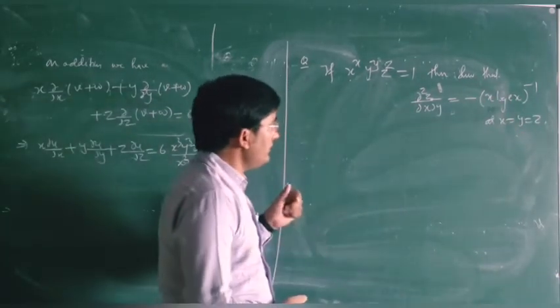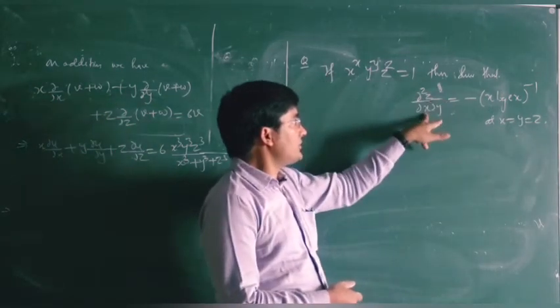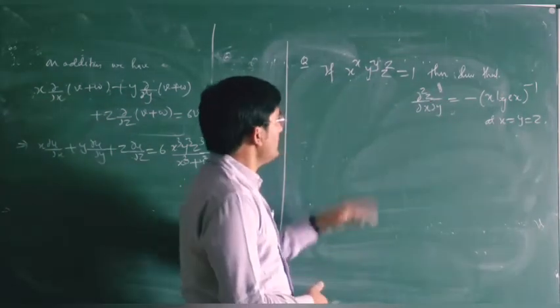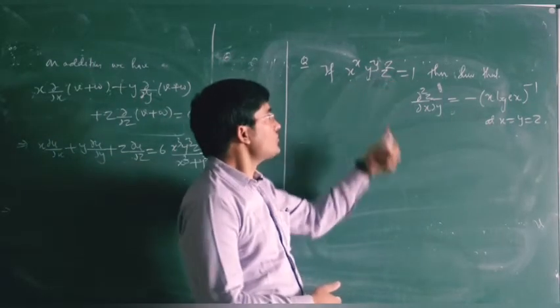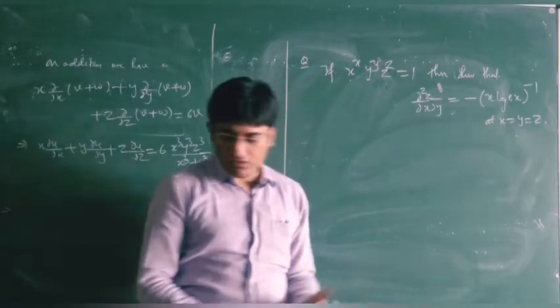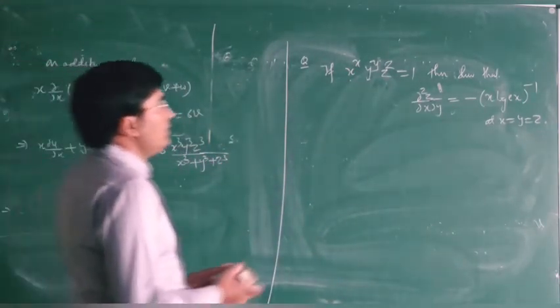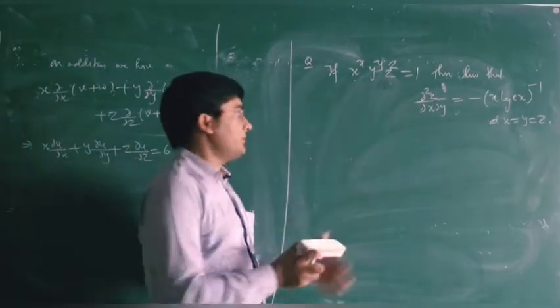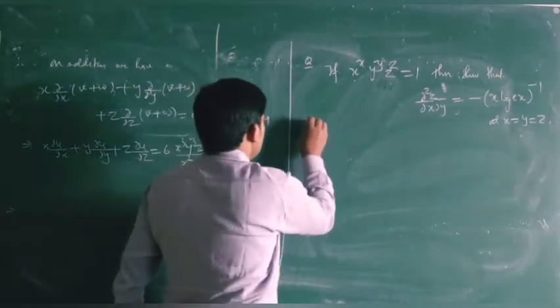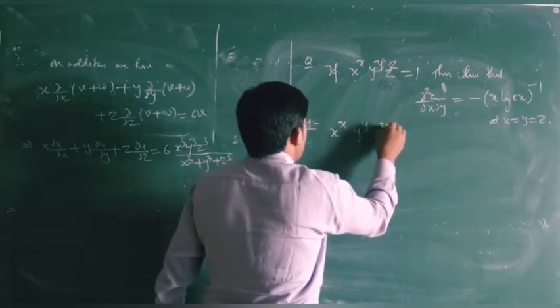Now here you can see that as we have to differentiate z with respect to x and y, we can say that in this expression z will be a function of x and y. So we can treat x and y as independent variables and z will be our dependent variable. So it is a question of a function of two variables. So solution: x power x into y power y into z power z equal to 1.